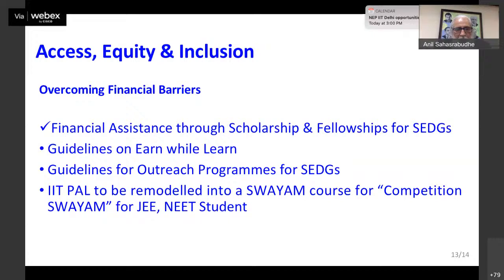Outreach programs are ongoing, and IIT PAL is to be remodeled into a SWAYAM so that computation SWAYAM will be there. And we all know that JEE is such a tough examination. Unless we support students who cannot afford to go to coaching classes through IIT PAL, SWAYAM Prabha or the SWAYAM channel, we will not be able to support access and equity. And that's why this is also taken care of.